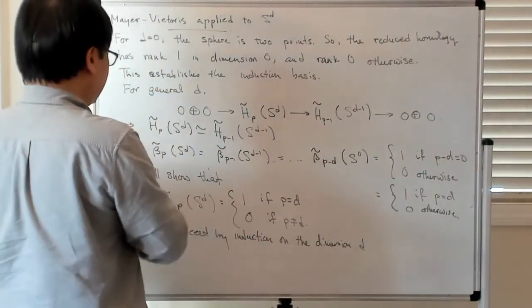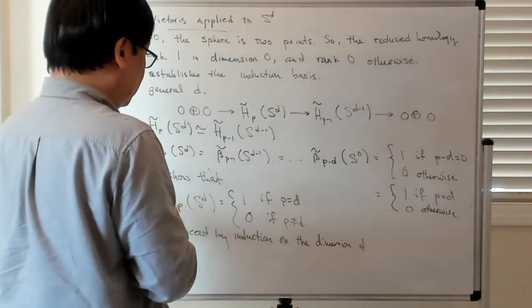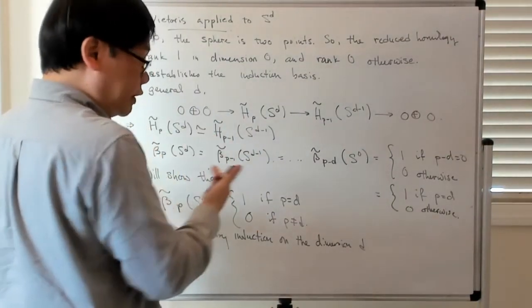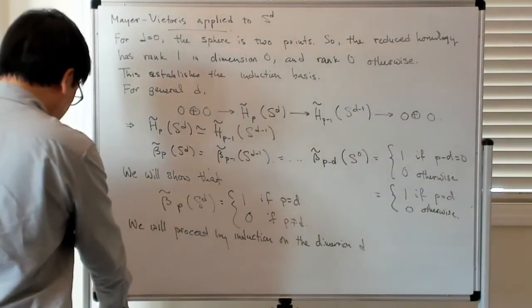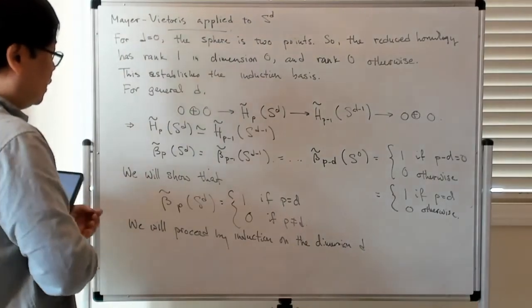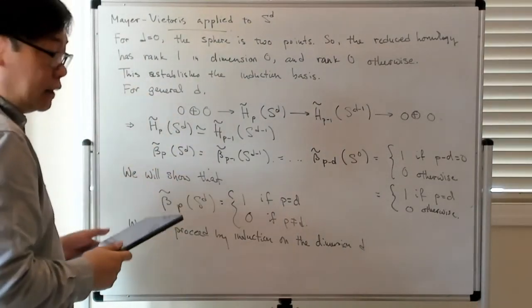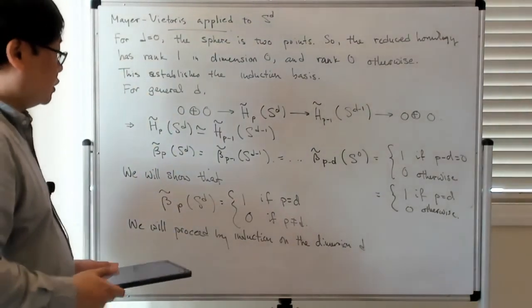So this is a nice way to show how you can use the Mayer-Vietoris sequence to compute the homology of more complicated objects from simpler objects. All right, so let me just stop here for now.